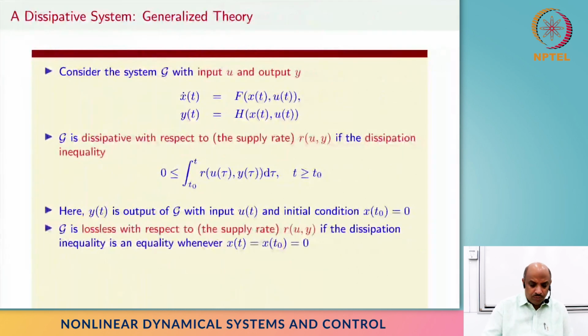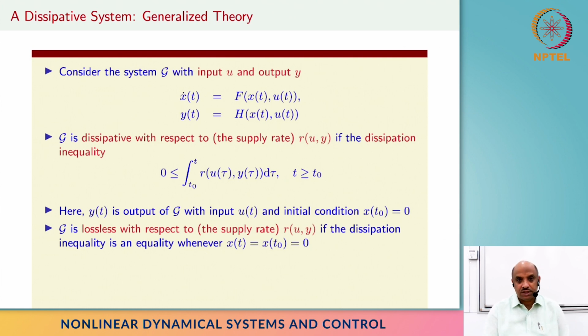So beyond the understanding of the physical implications of this, take it as a mathematical definition. Basically, you start off the system at zero initial condition and look for this output for a given input, and if r of u comma y happens to be non-negative for all time, then we call that a dissipative system. And again, as usual, these definitions are so complicated, right? What do we do with this? It's these kinds of definitions.